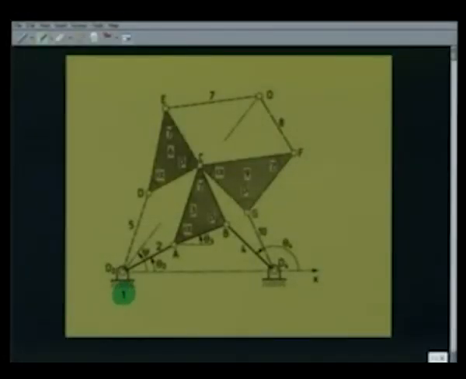This is the fixed link number 1, then O2A is the second link, ABC is this ternary link, link number 3, link number 4 is O4B, link number 5, link 6 is again a ternary link, link 7, link 8, link number 9 which is again a ternary link, and link number 10. So, we have 10 links, and let us look at the kinematic pairs.